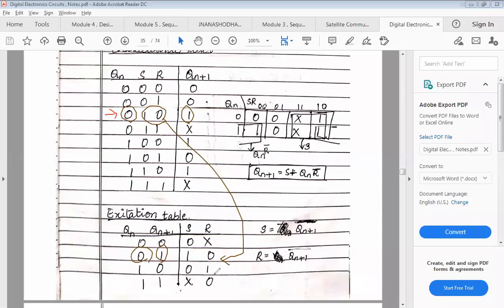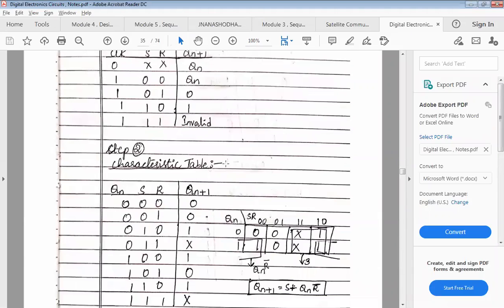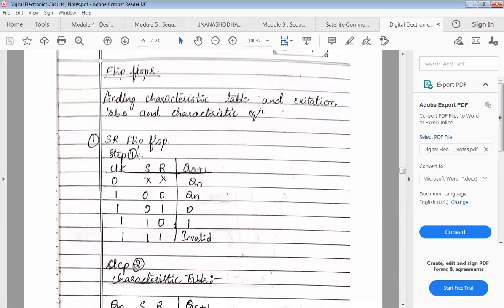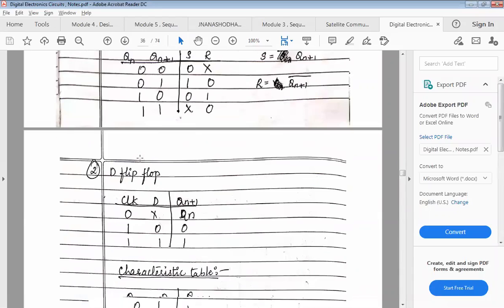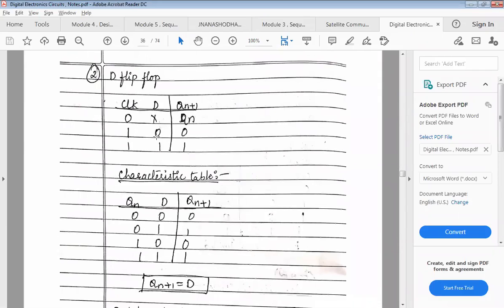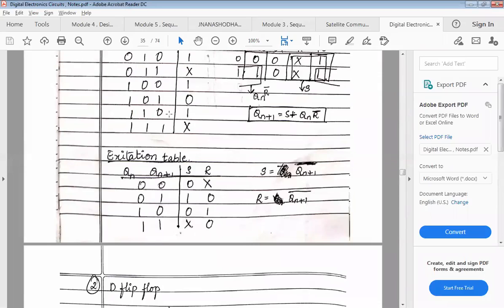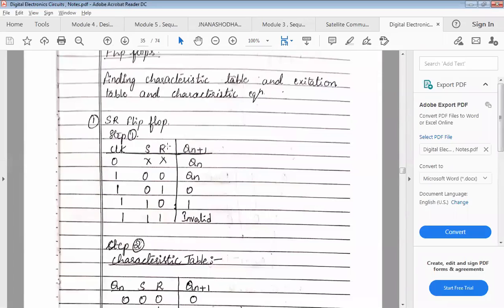So this is how you actually go about and find out the characteristic table and excitation table from the truth table. Now let us go to the next one, which is the D flip-flop. So here in the D flip-flop, you just have one input. In SR, you had two inputs because of S and R. So input and output, that is only your truth table.